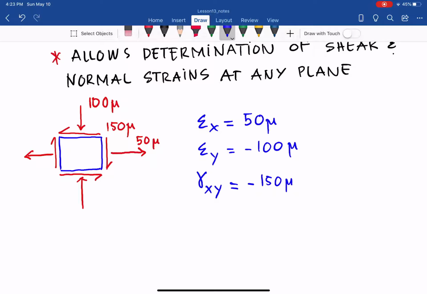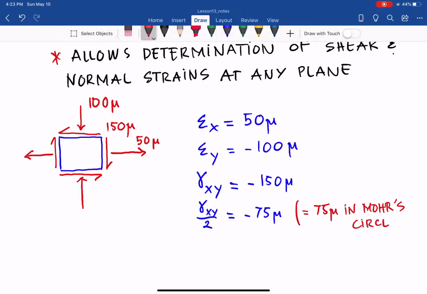Okay, and then we have gamma over 2, because that's the analogy we use later on. So gamma xy over 2 equals negative 150 divided by 2, so negative 75 micro. If we use the Mohr circle, we have a note here, it equals 75 micro in Mohr circle. Why is that?